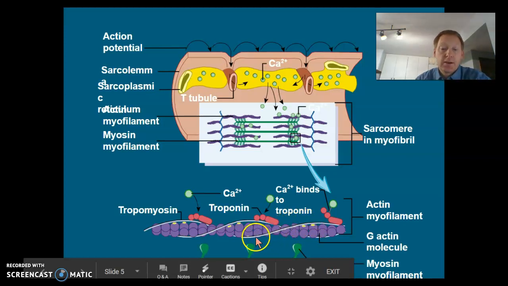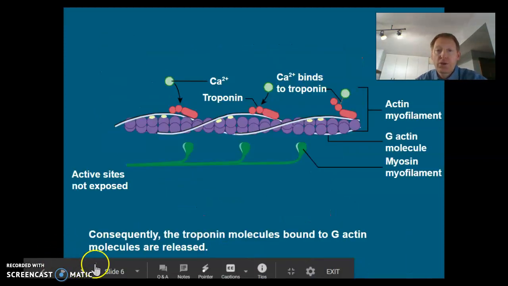Those binding sites are the places where the myosin heads actually want to bind to the actin, and they want to interact, forming what's called a cross bridge. Right now, the myosin cannot form a cross bridge because this tropomyosin, this little thin fiber, is covering the binding sites.